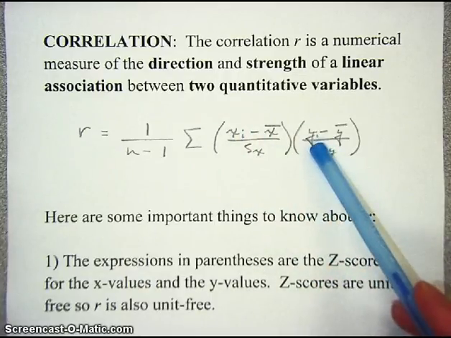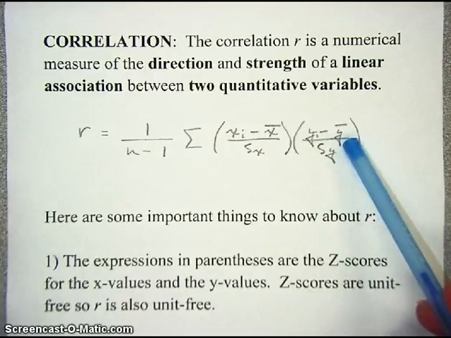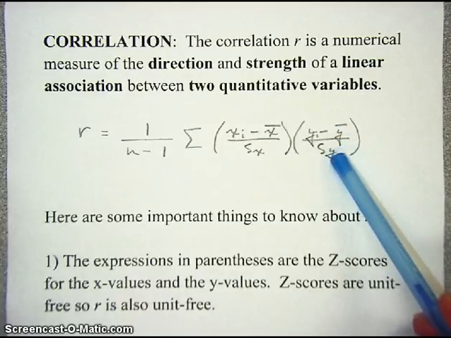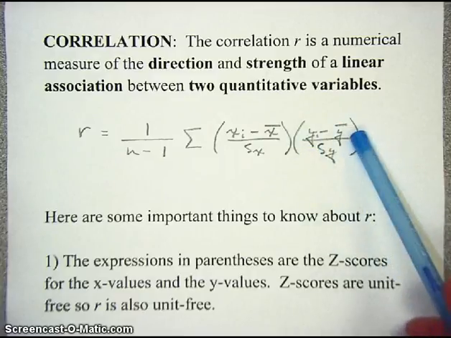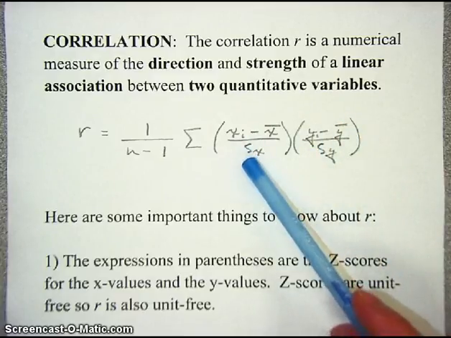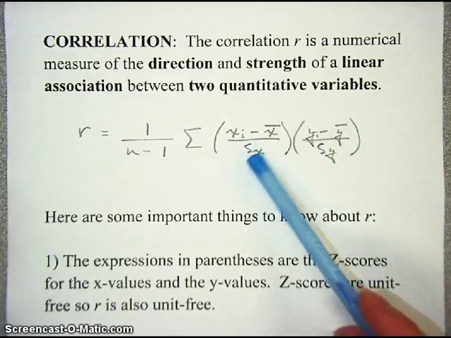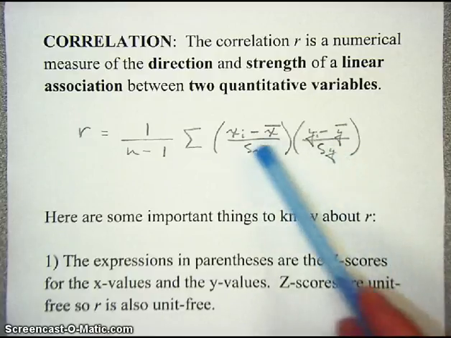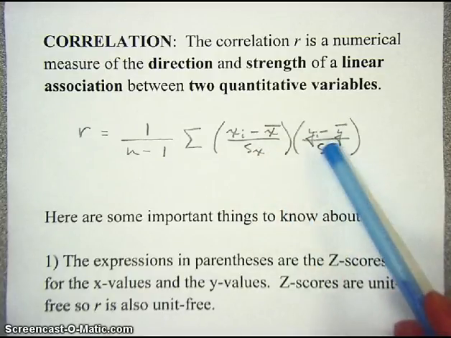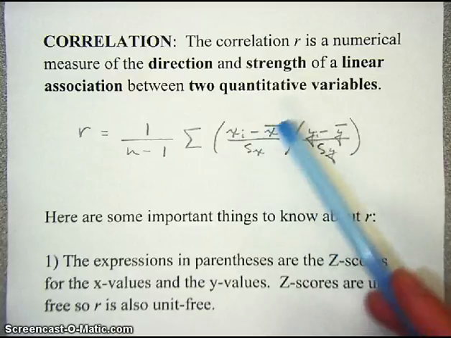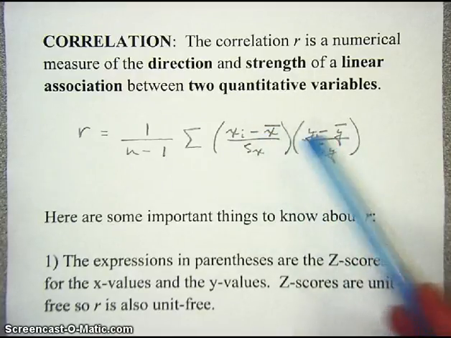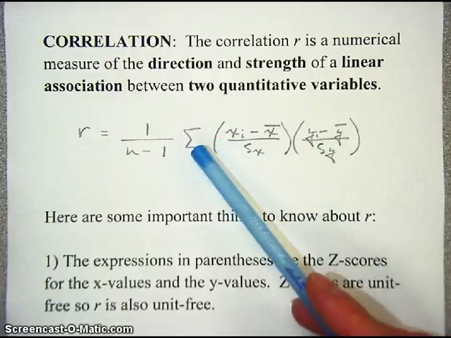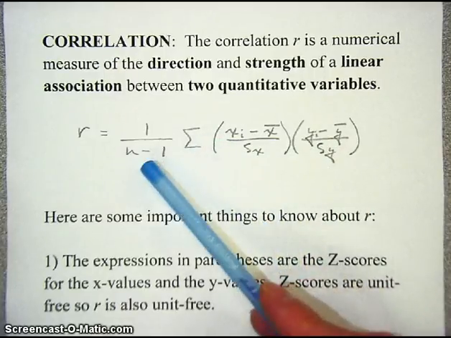Over here, we take that observation's y value and subtract the mean of all the y values and divide by the standard deviation of the y's. And this gives the z-score of the y value. Then we multiply the z-score for the x value and the y value for that observation together. And then we repeat the process for all the observations in the data set. We calculate an x z-score and a y z-score and multiply them together. And then we add up all those products, and then we divide by n minus 1.